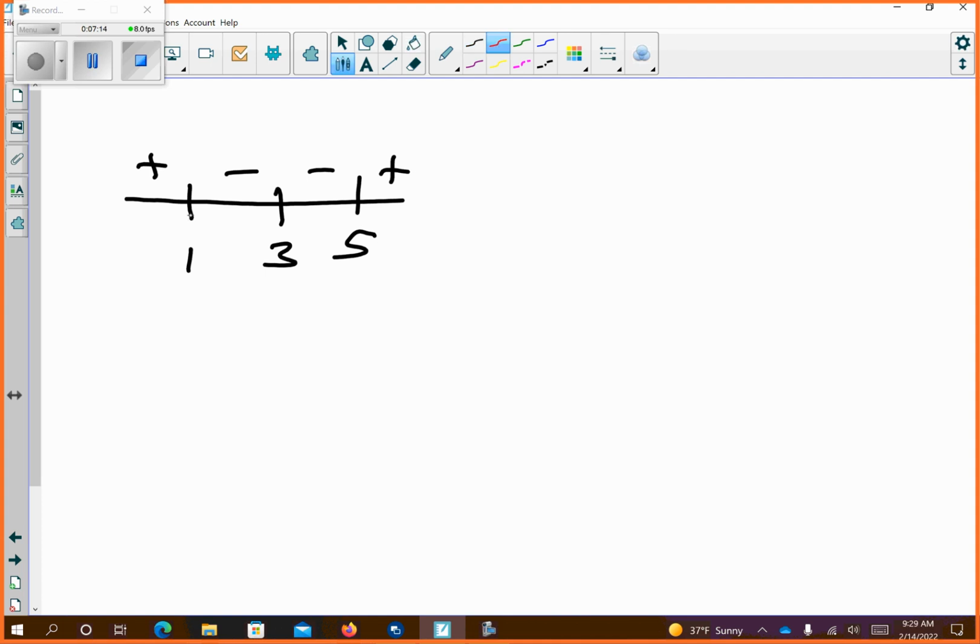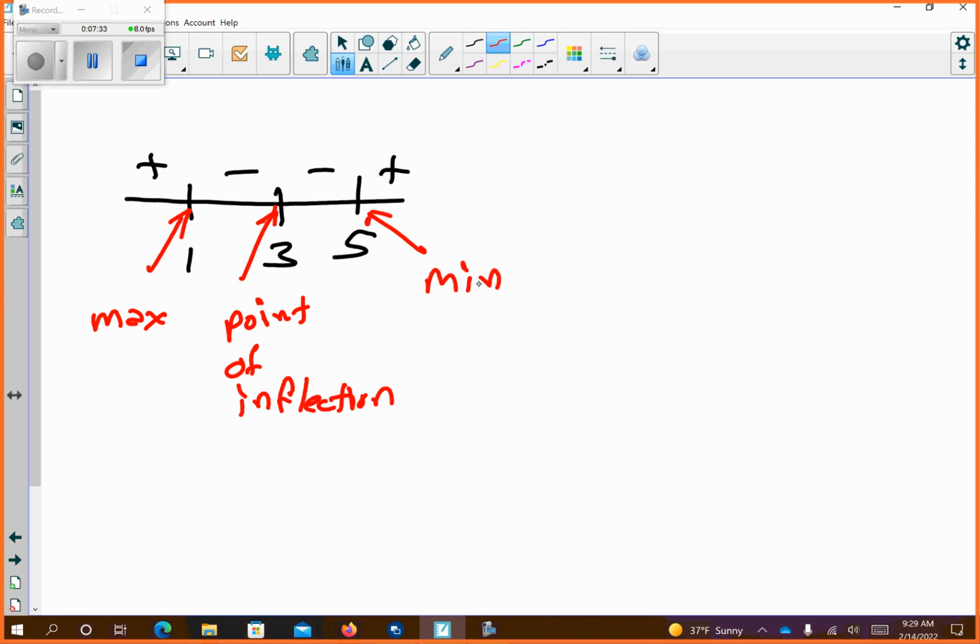Okay? So I'm just going to put, this would have been a maximum point. This would have been a point of inflection, meaning it flattened out, but still continued in the direction. And this would have been a minimum point. Okay? So we want to draw what we think the graph would look like. Values that I would probably put on my graph are 1, 3, and 5.